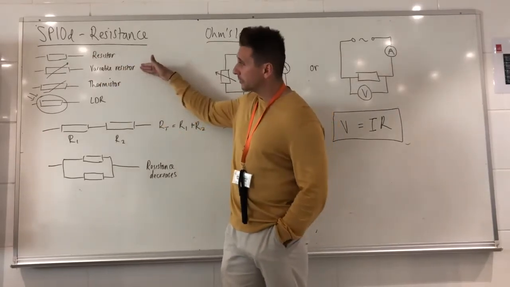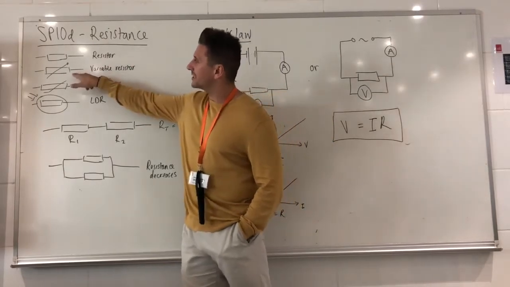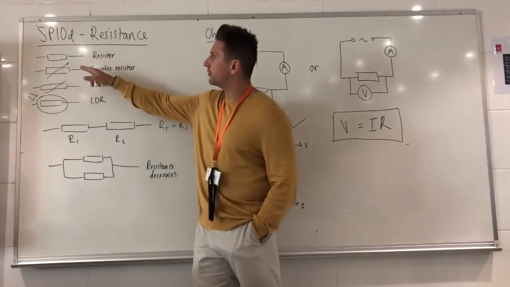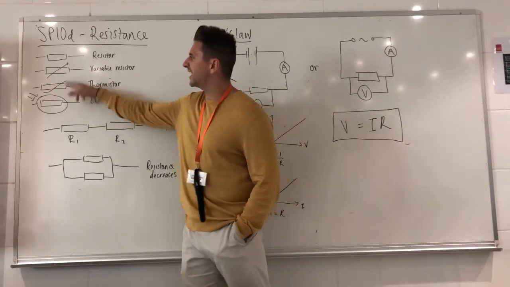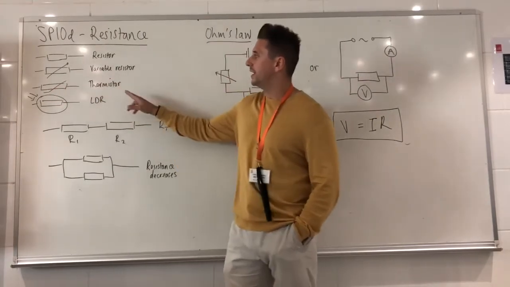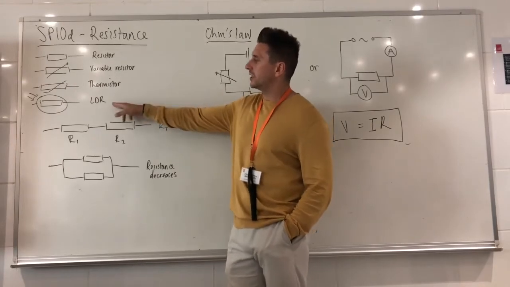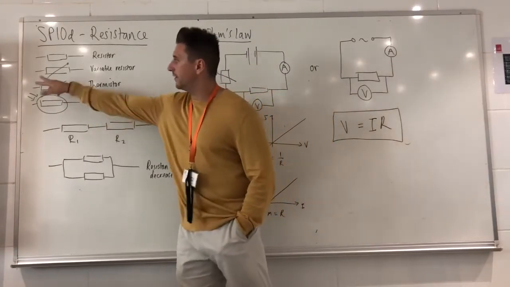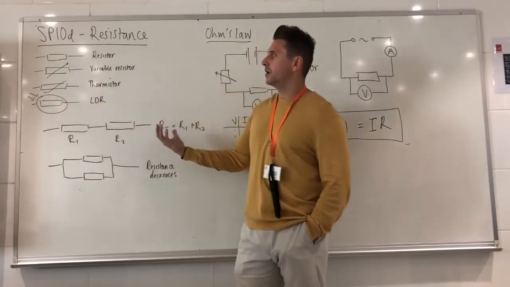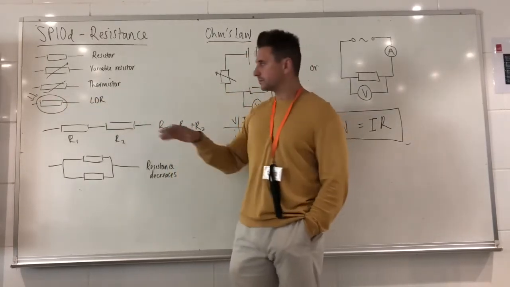The same goes for a variable resistor. A variable resistor is a resistor with an arrow going through it. A thermistor is just a resistor again with a tick, just a line going through it. And then the LDR, which stands for light dependent resistor, has a circle around it and two arrows coming in, which we know represents light coming in.